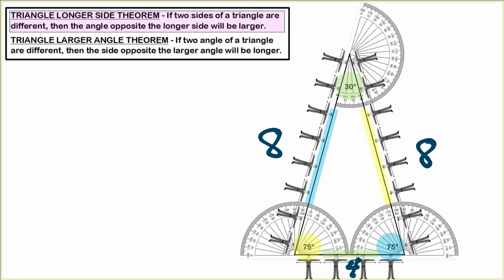If we compare the blue and the yellow sides, those sides are both 8 arm lengths long. And if we look at the opposite yellow angle and the opposite blue angle, they're both 75 degrees. So when the sides are not different, the angles will not be different.